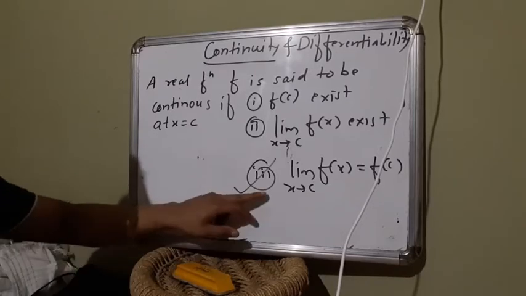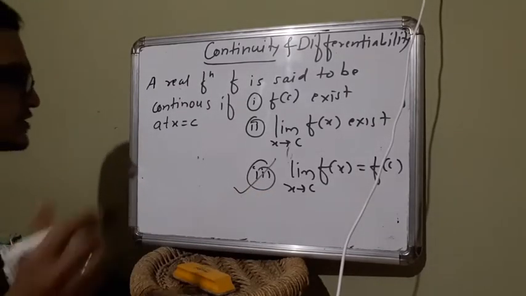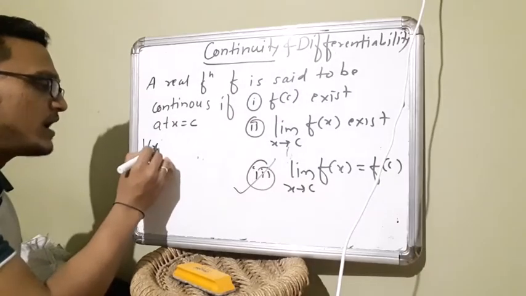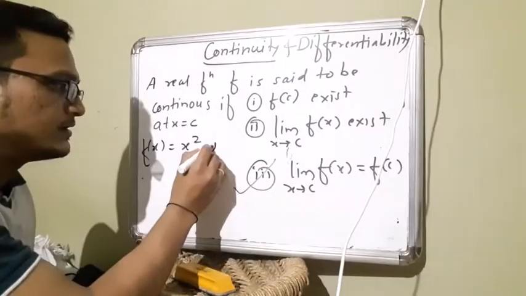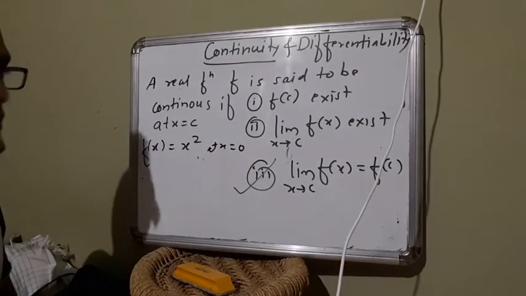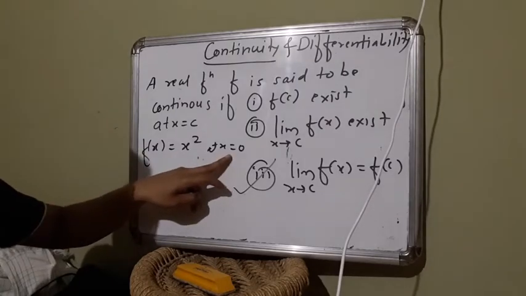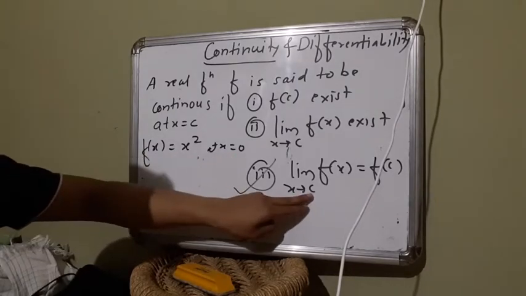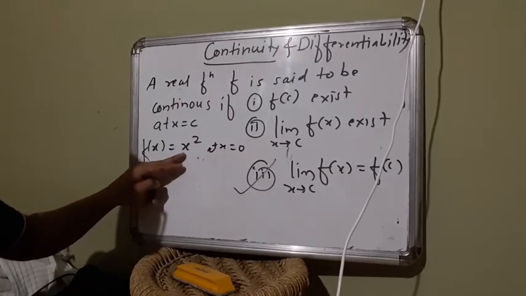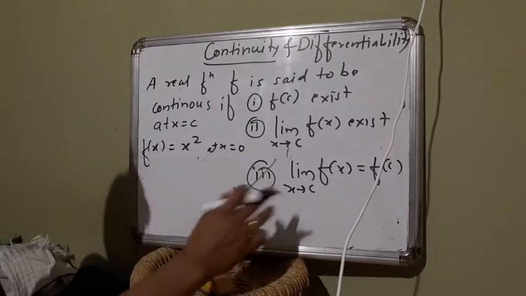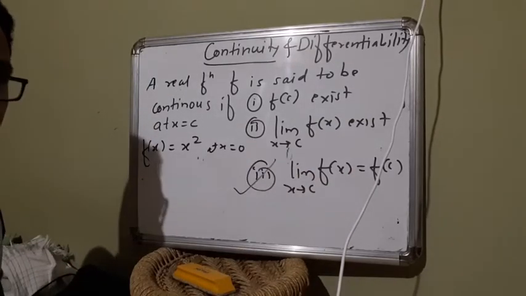This definition you have to use for normal functions. For example, if I have f of x is equal to x square at x is equal to 0, you have to check the continuity of x square at x is equal to 0. In the place of c you put the point 0, and your f of x is x square, and you check it. If both parts are equal, then you can say that the function is continuous.